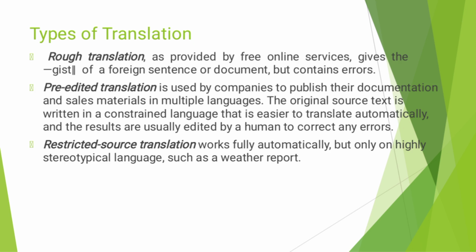Then types of translation. Historically, there have been three main applications of machine translation: rough translation, pre-edited translation, and restricted source translation. Rough translation is as provided by free online services. Pre-edited translation is used by companies to publish their documentation and sales materials in multiple languages. The original source text is written in a controlled language that is easier to translate automatically, and the results are usually edited by a human to correct any errors. Restricted source translation works fully automatically but only on highly stereotypical language such as weather reports.